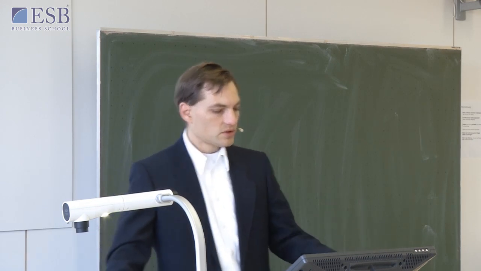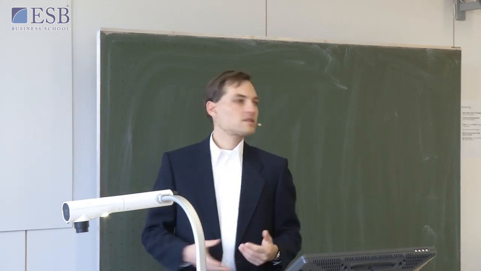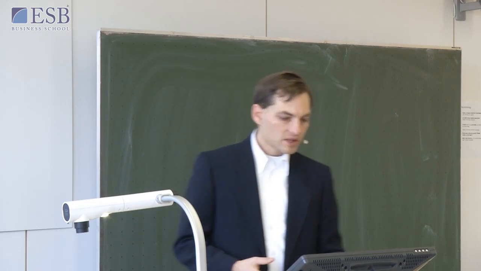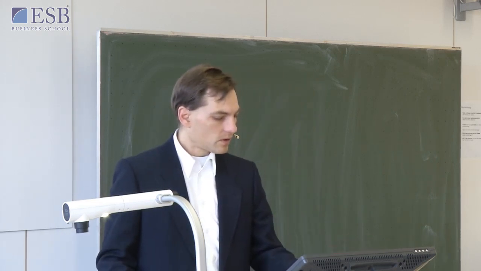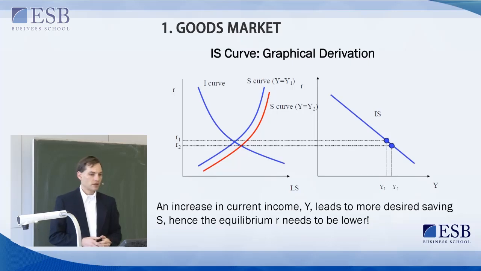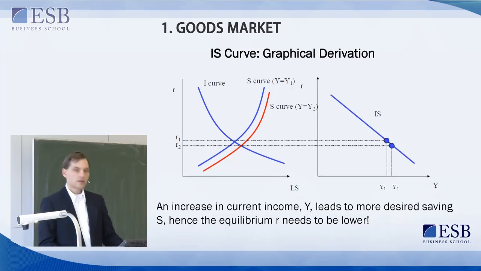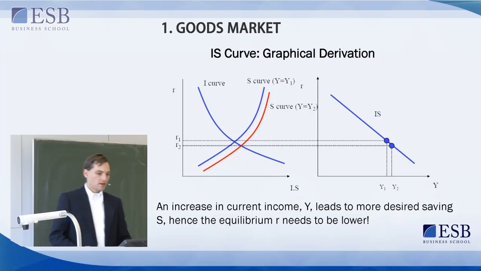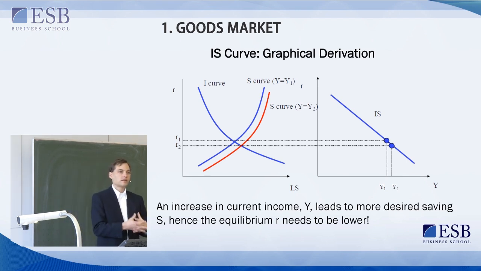So what I'm going to do now is I try to design this new curve, and we will see that this new curve, which we call, as I said, the IS curve, is a downward sloping curve. And it represents the goods market. So let me design and construct this curve graphically.